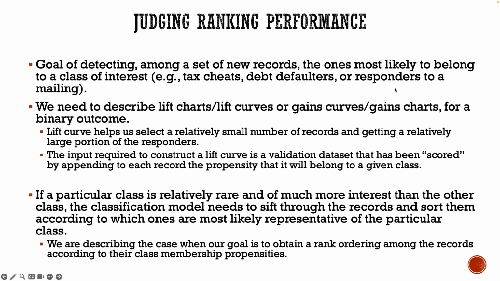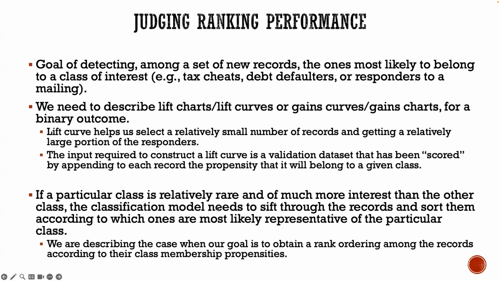Or in our case, the example that we just looked at, responding to a mail which ends up in a sales offer. And we need to describe lift charts, lift curves for a binary outcome that we just saw, which helps us select a relatively small number of records. And then those small number of records can lift our profitability beyond the naive approach of randomly deciding who it is. We saw that example. So that was used for predictive performance. Same idea applies for ranking performance also when we are ranking our customers.